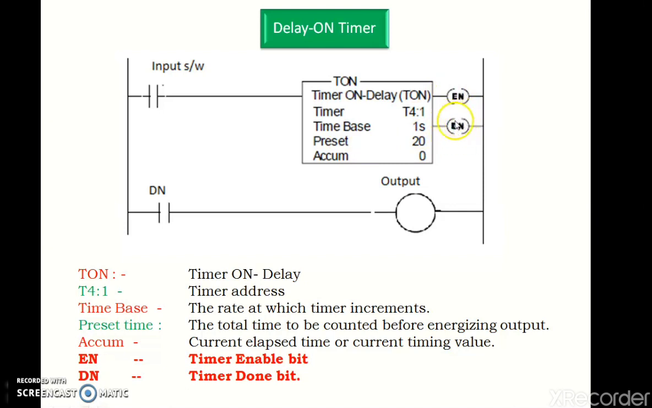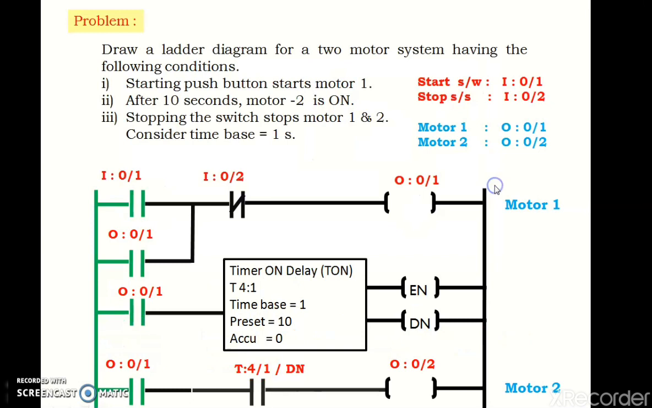When this done bit is energized, in the next rung, wherever the done bit will be there, it will change its position. Now here done bit is shown normally open. When this is energized, this done bit will get closed and it will give the output. Like this, the input is given, after 20 seconds done bit will be activated and this done bit will energize the output. Means after giving the input, the output is obtained after this time period and it is called nothing but the delay on timer.